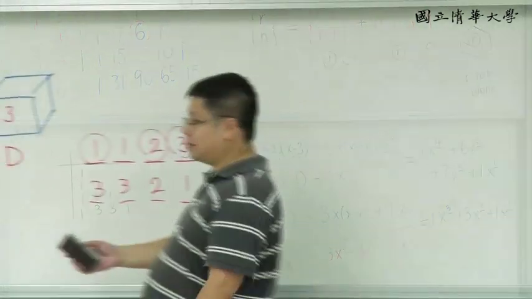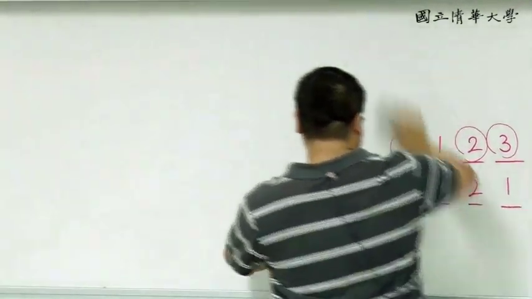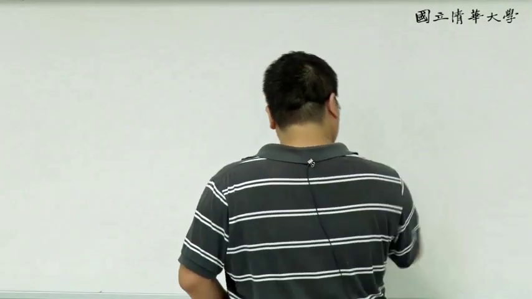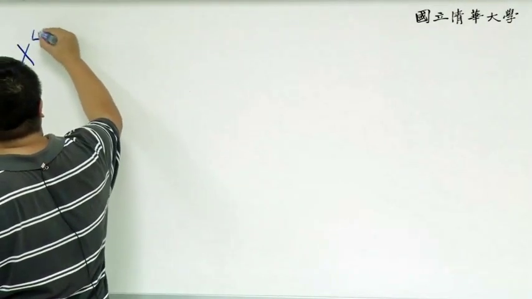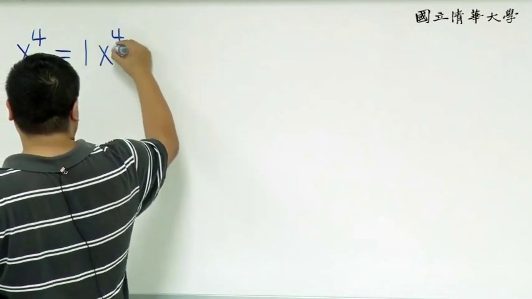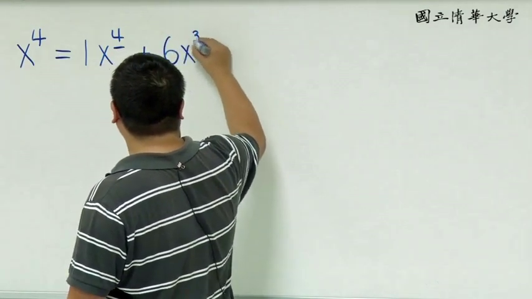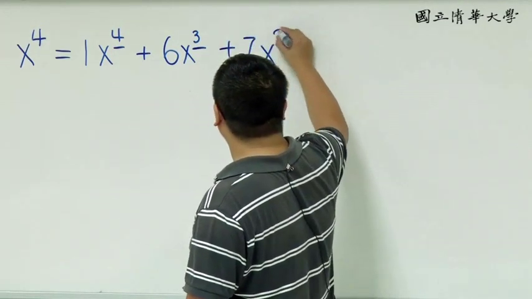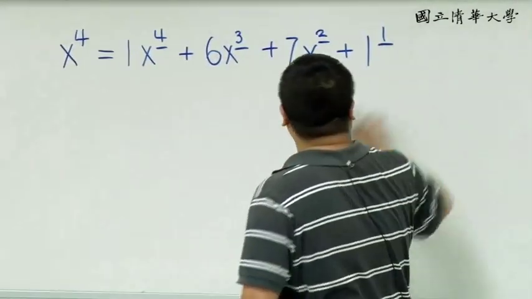Let's focus on the case x to the power 4. So for x to the power 4, we have this one. X to the power 4 is equal to 1 times x to the power 4 falling, plus 6 times x to the power 3 falling. Is that okay? Plus 7 times x to the power 2 falling, plus 1 times x to the power 1 falling.